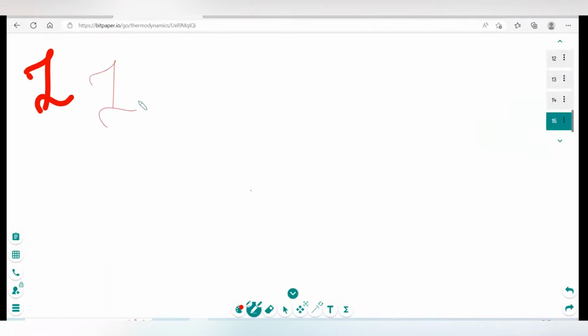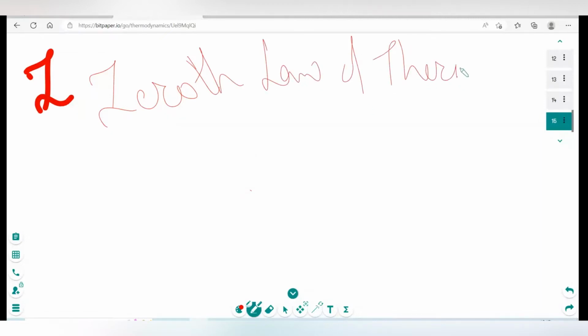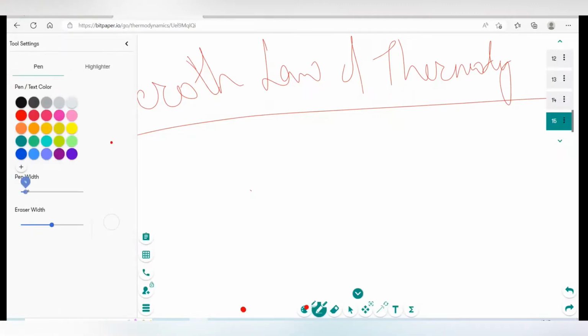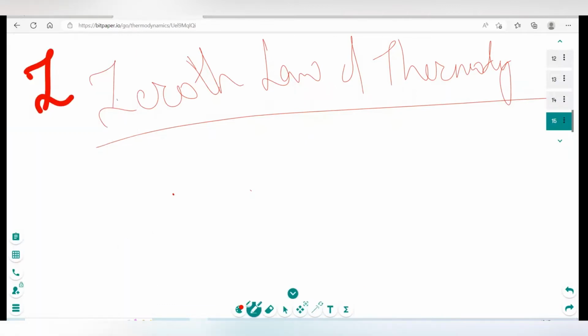So what we are going to do today is learn about the zeroth law of thermodynamics. I learned about that. Yes. So if two systems are in thermal equilibrium with a third system or something. I have it written down in my physics workbook for class.